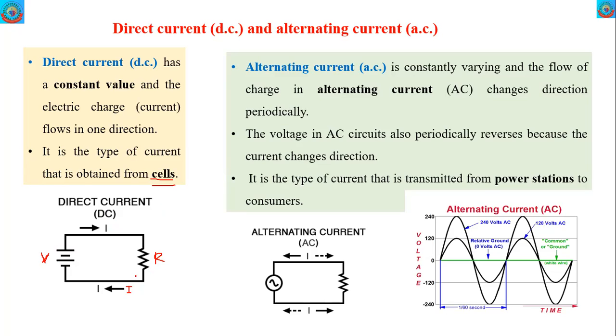Look, እዚህ ጋር ያለው difference. The difference is alternating current is constantly varying, and the flow of the charge in alternating current, okay, AC, changes direction periodically. Now there is a direction change. እዚህ ጋር it is not moving in one direction. And the symbol here is the alternating voltage.